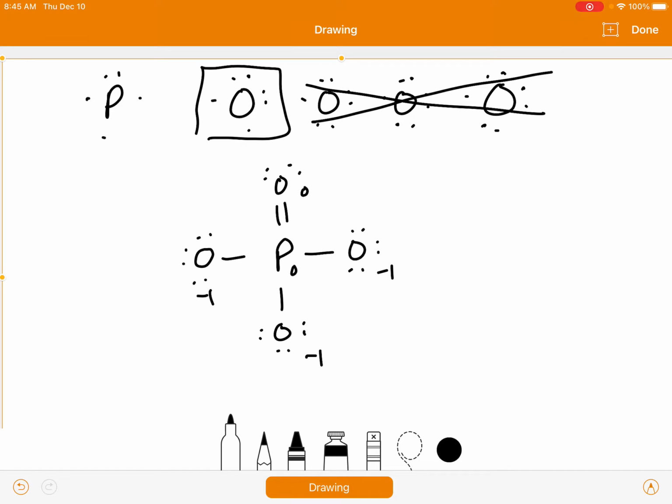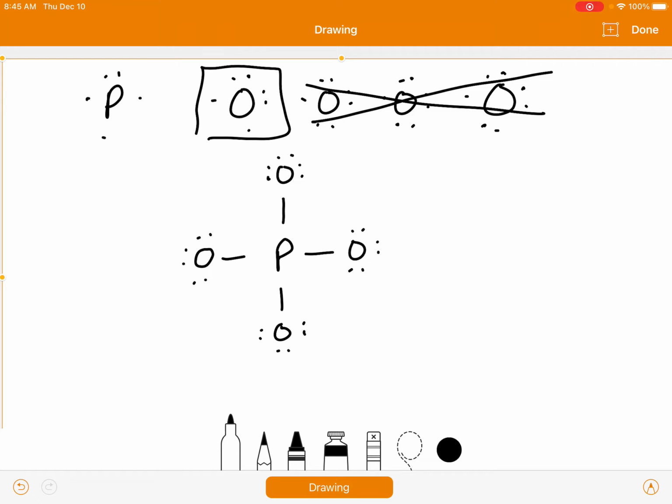So looking at this, there is another option, and we've talked about coordinate covalent bonds before. What would happen if those electrons did a coordinate covalent bond, where they gave those electrons to the oxygen, and the oxygen kept all of its electrons, like that. Okay.